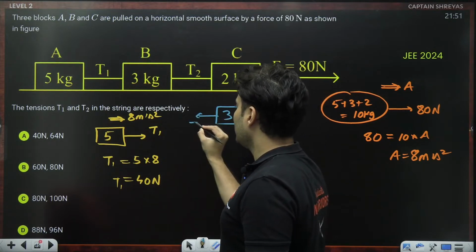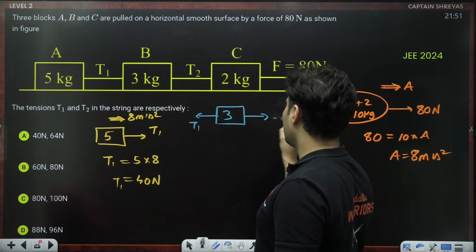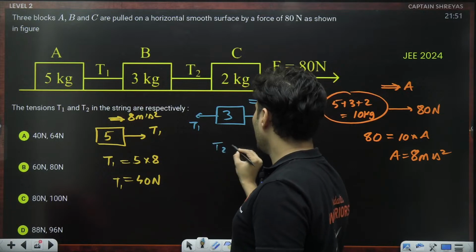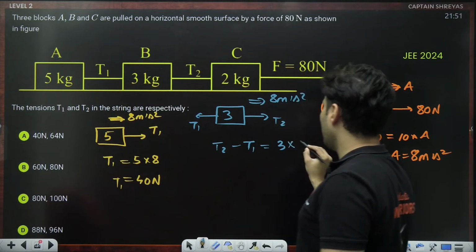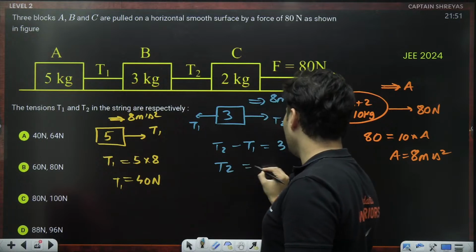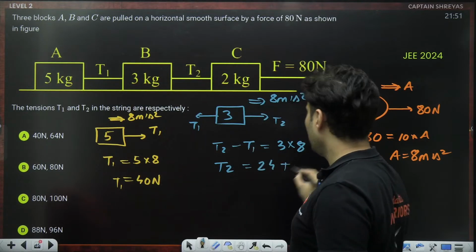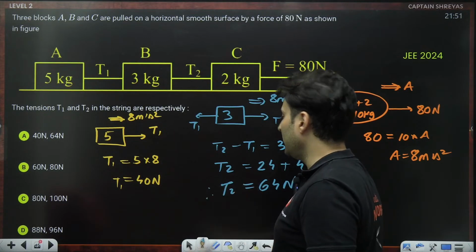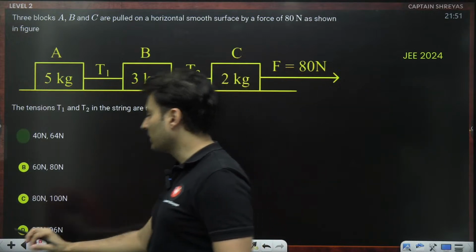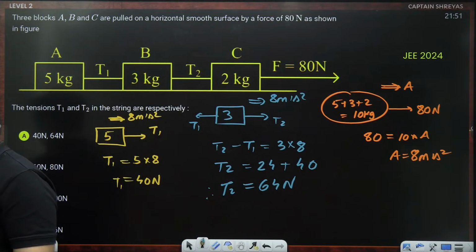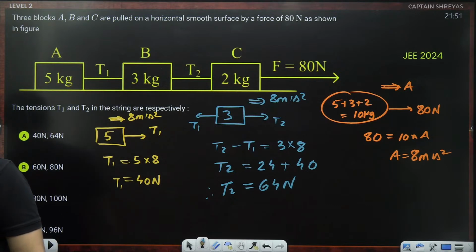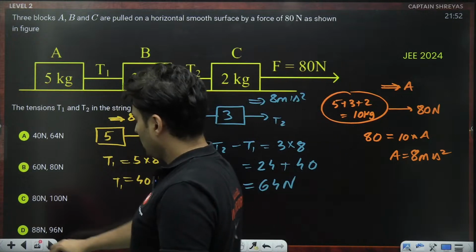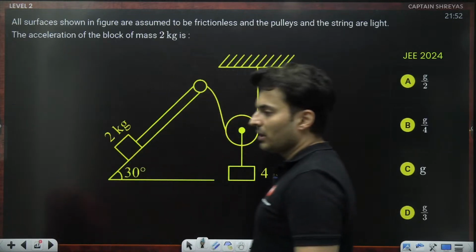So let's say this is T1 for 3 kg, this is T2, and it is accelerating with 8 meters per second square. So in this case, T2 minus T1 is mass multiplied by acceleration. So T2 will be 3 times 8, 24, plus T1, which is 40. So hence it is nothing but 64 Newton. So we got the value of T2. It is exactly matching right over here. We did not have to do it, but just did it just in case. Maybe, who knows, next year they might give confusing options. So as far as possible, try to eliminate. That's what you are learning here.